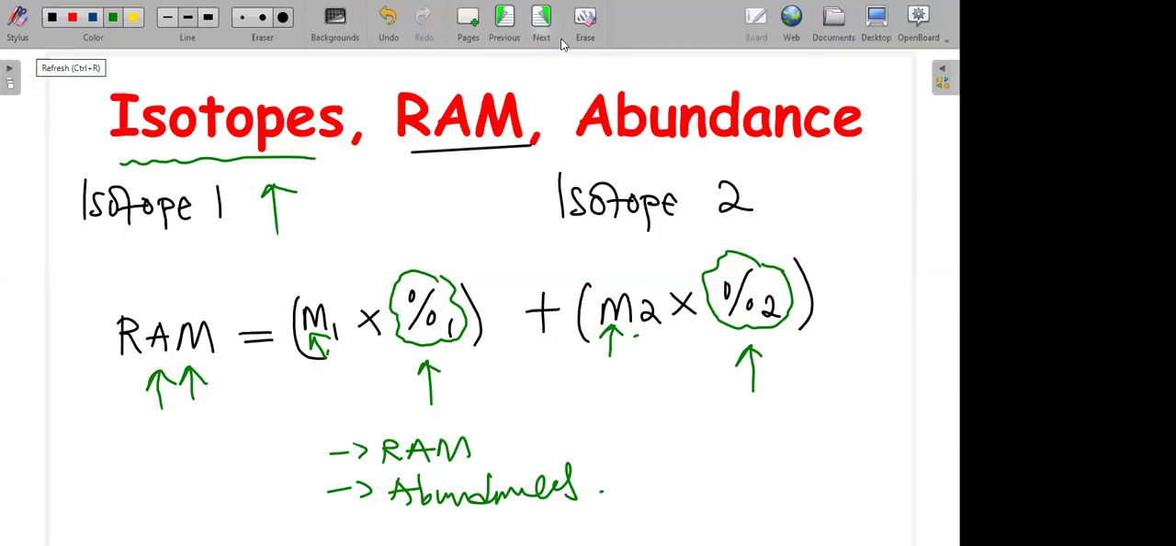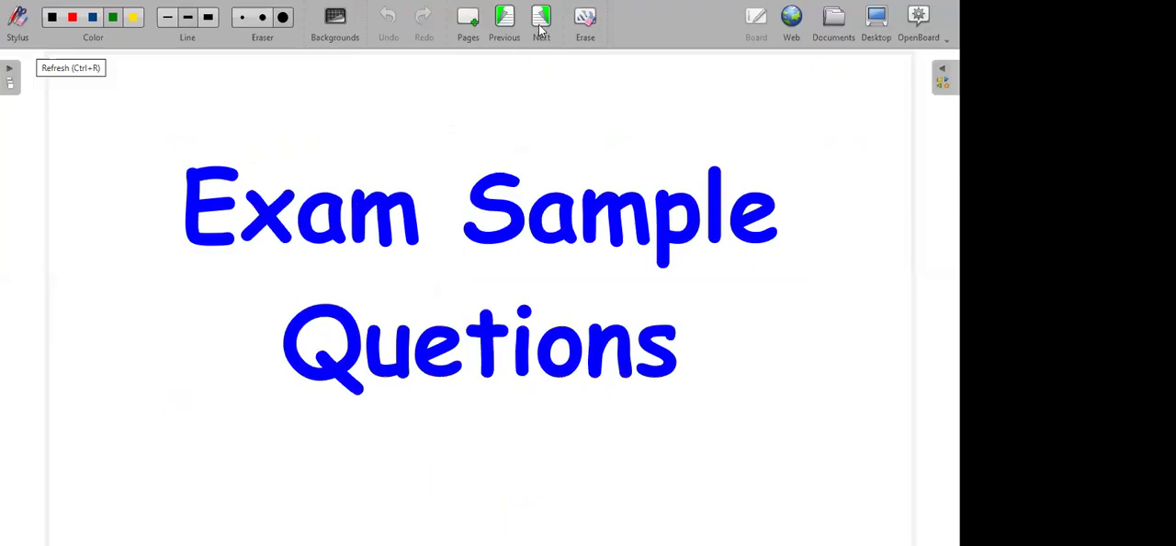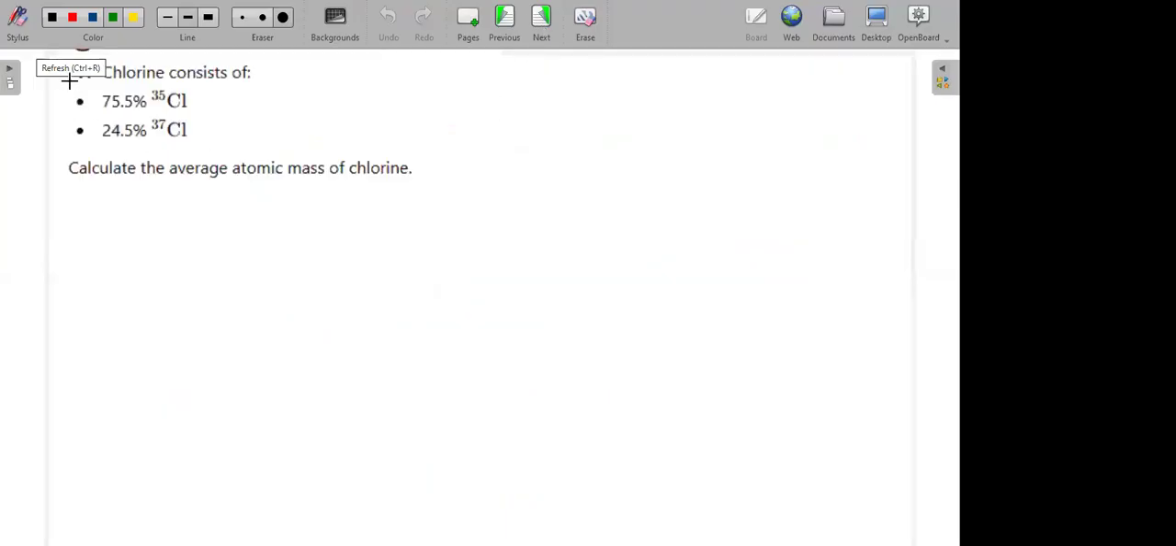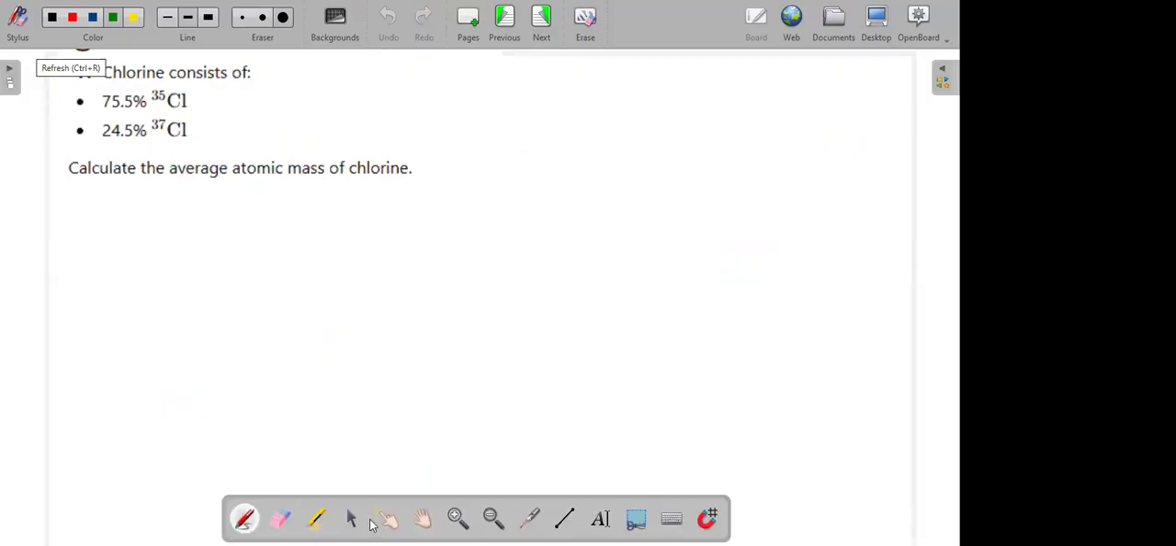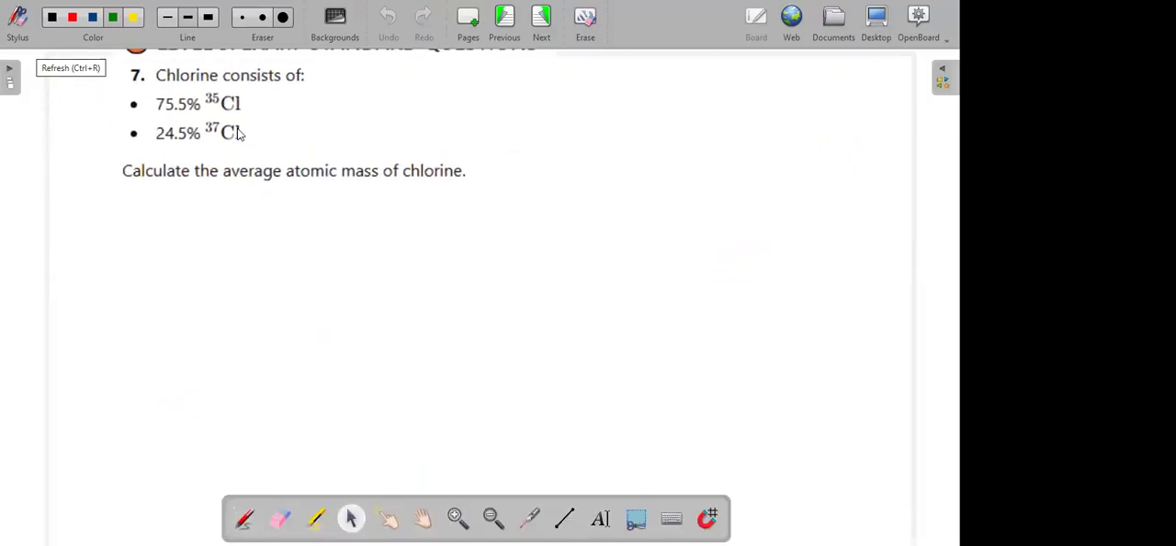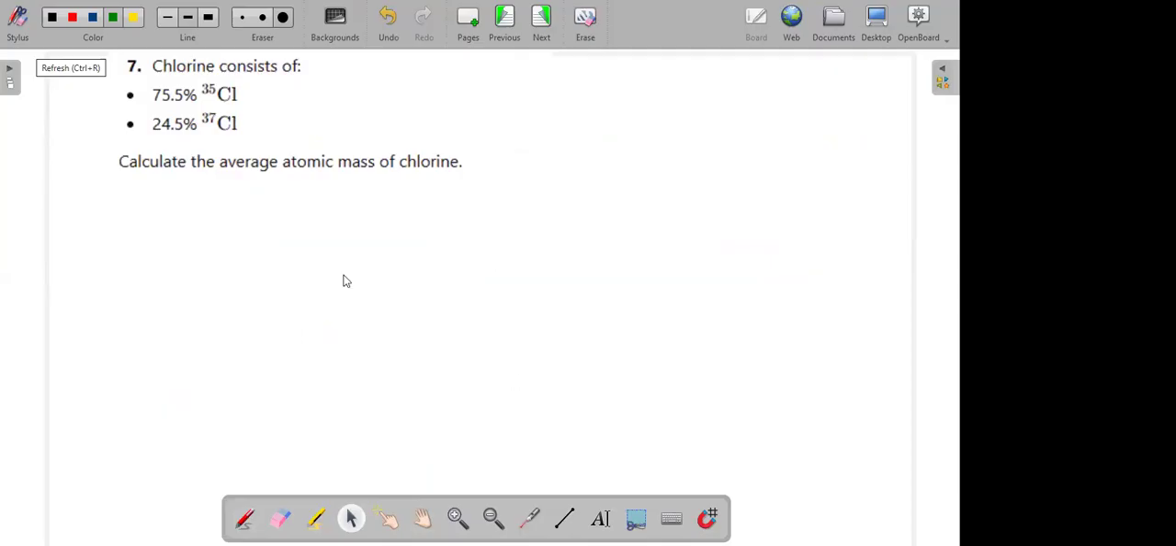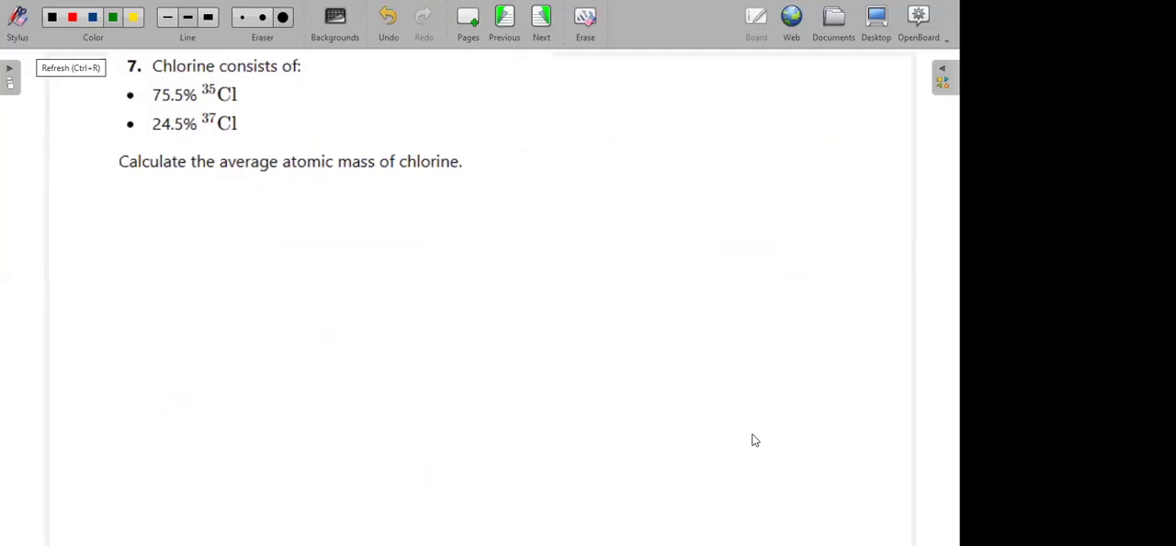All right, so let's look at some exam sample questions. If you have any questions, please feel free to just ask. So we start with this question here. The first question says chlorine consists of 75.5% chlorine 35 and 24.5% chlorine 37. Calculate the average atomic mass of chlorine.